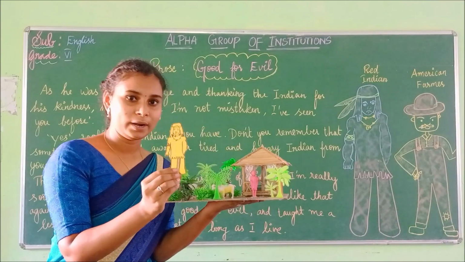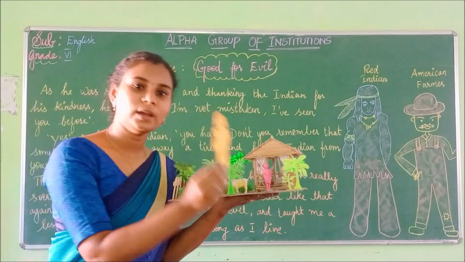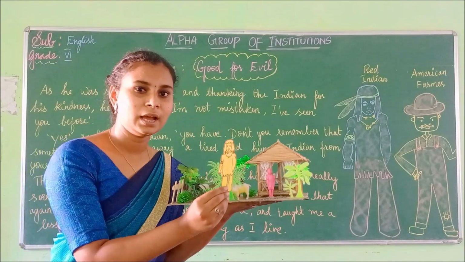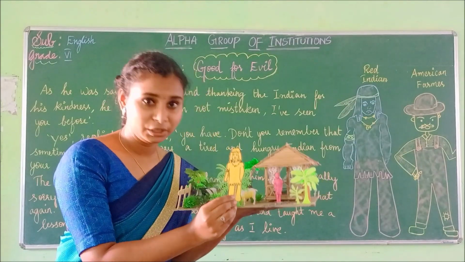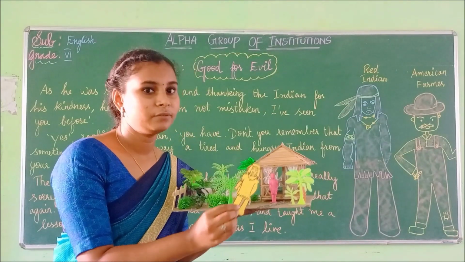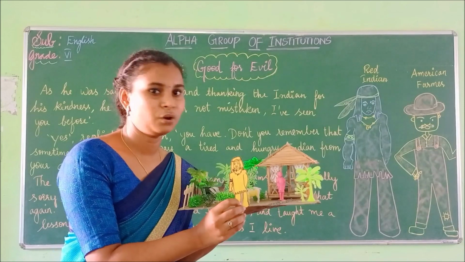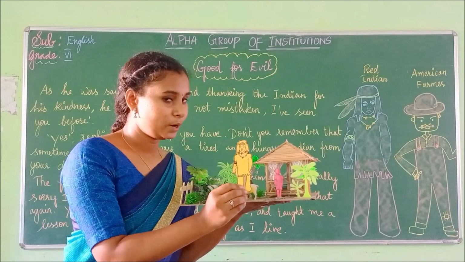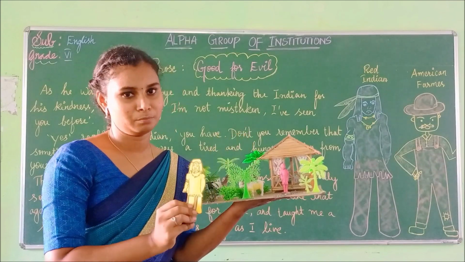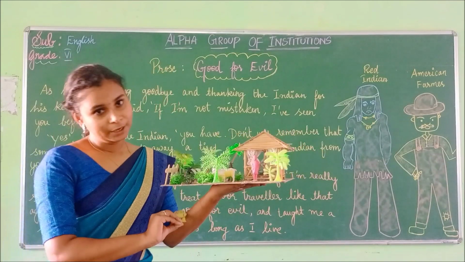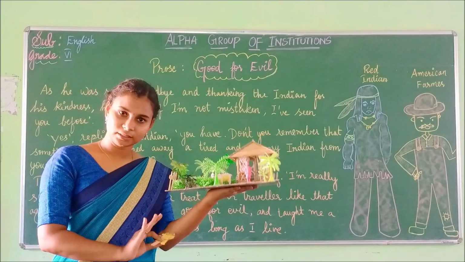And after that, what happens? This Red Indian is requesting him, I'm so thirsty. At least can you give me a glass of water? Even after his request, this good farmer was not ready to help, isn't it? So what happens? He was so sad and he turned away and he walked back. Then what happened? This is completed.